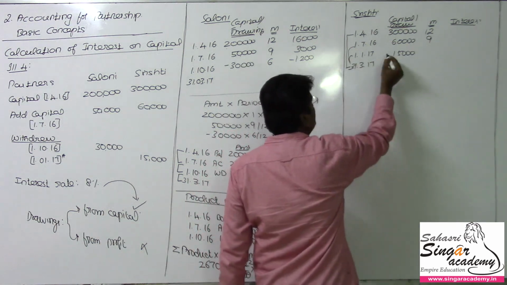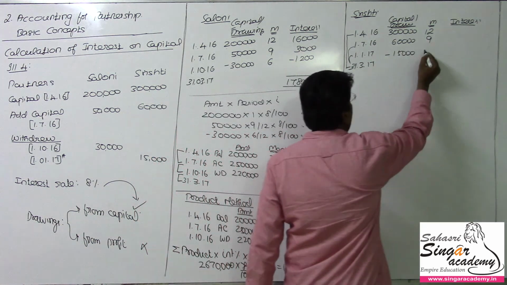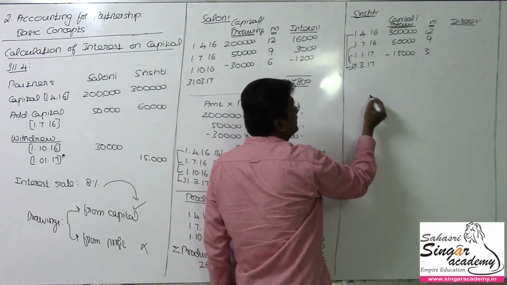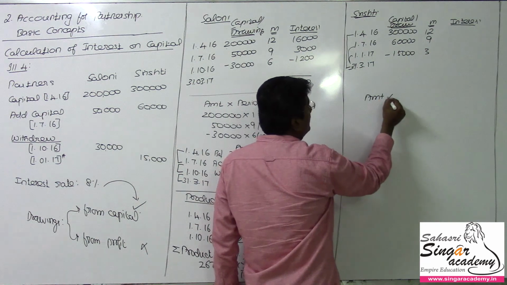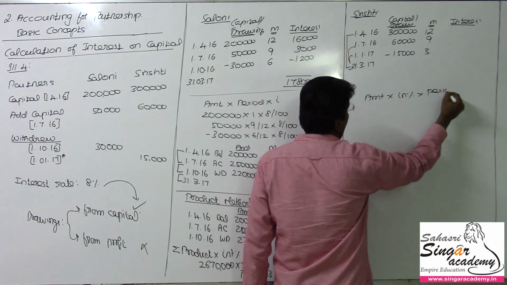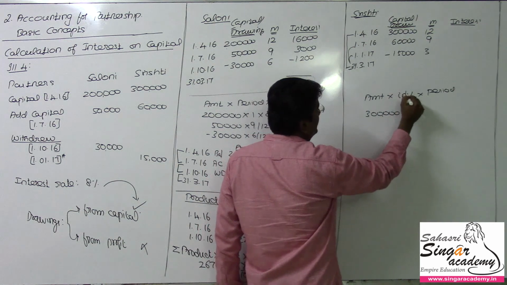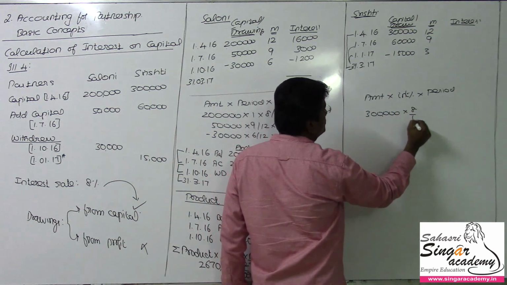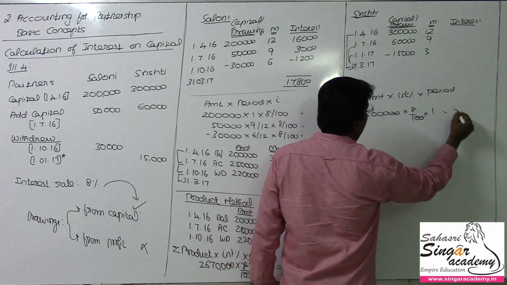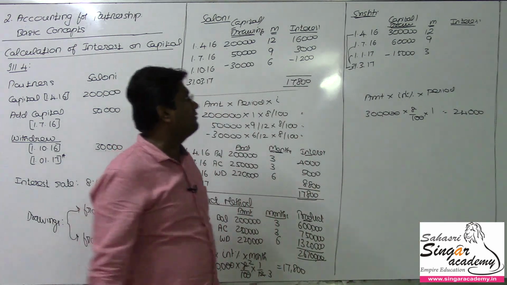And for the last one, this is minus drawings, right? So 1/1/17 to 31st March, how many months are there? 3 months. So for the first case, how to calculate the amount available? Okay, amount into rate of interest or interest percentage into period. This is how we can calculate. So the amount for the first case is 3 lakhs, interest being 8%, and then period being 12 months, which is nothing but 1 full year. 24,000 is the interest applicable for the initial investment.